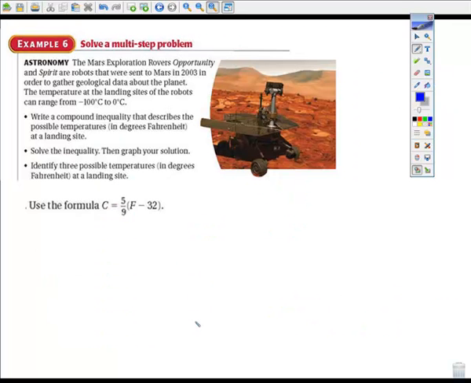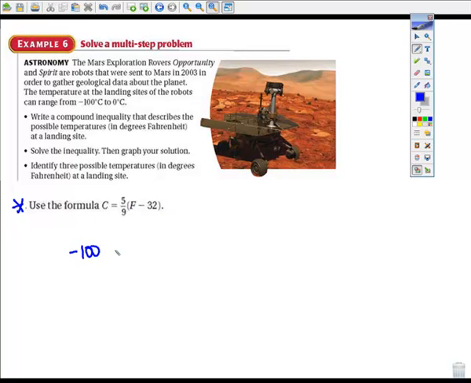Last one. The Mars exploration rovers Opportunity and Spirit are robots that were sent to Mars in 2003 in order to gather geological data about the planet. The temperature at the landing sites of the robots can range from negative 100 degrees Celsius to 0 degrees Celsius. They want us to write a compound inequality that describes the possible temperatures in degrees Fahrenheit at a landing site. Solve the inequality, then graph it, and then identify 3 possible temperatures in degrees Fahrenheit. I did put in here that we need to use the Celsius to Fahrenheit conversion formula. So Celsius equals 5/9 times the quantity Fahrenheit minus 32.